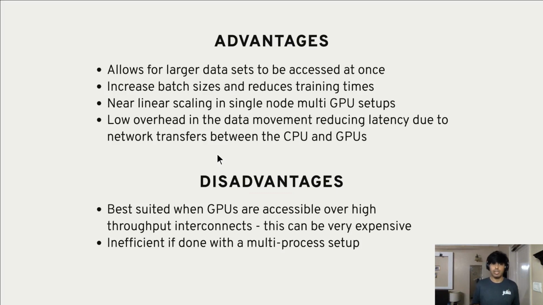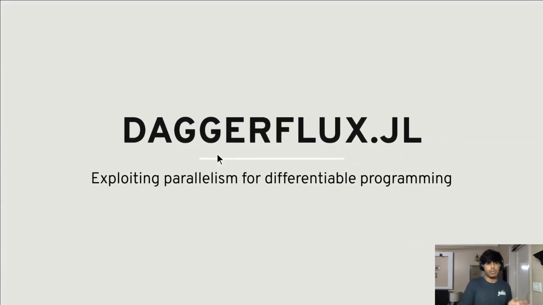which means that our data movement is actually pretty low latency as long as the GPUs themselves are connected via high throughput interconnects. Now, here comes the disadvantages, right? Because these throughput interconnects can be extremely expensive and specialized. And another thing is that in the current implementation, it can become inefficient if we run a multi-process setup, which reduces the amount of parallelism that we have access to, right? Because currently we have been talking about a single node parallelized process.